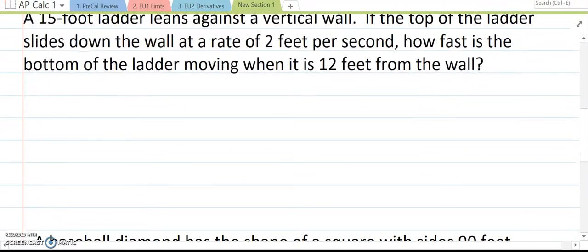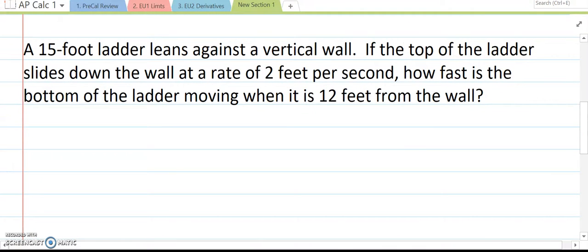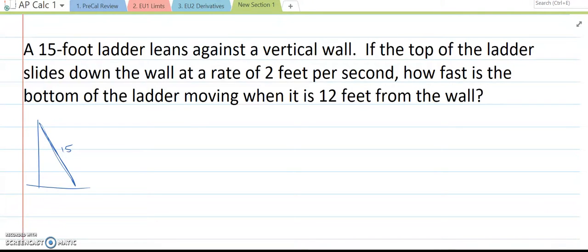Here we go. All right, so a 15-foot ladder is leaning up against the wall this time. So same idea as what we were talking about before. You got a wall. This ladder right here has to be 15, and that's super important. The top of the ladder is sliding down the wall at a rate of 2 feet per second, and I want to know how fast is the bottom moving when it's 12 feet away from the wall.